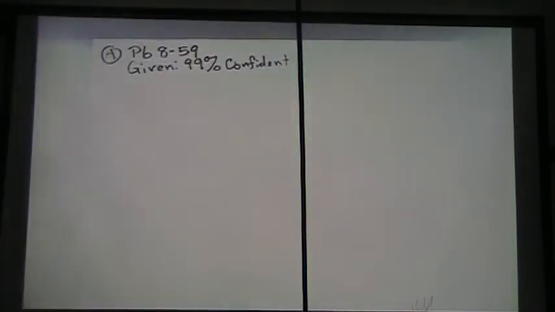All right, so given 99% confident, they want to be at least 99% confident that the sample proportion is within 0.05 of the true proportion. All right, so that means our error term is going to be 0.05.